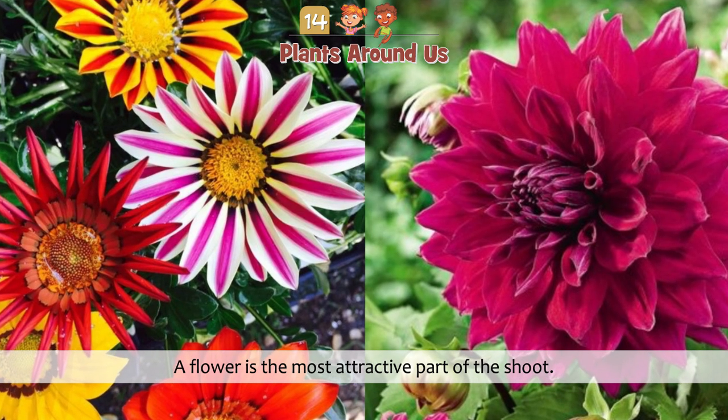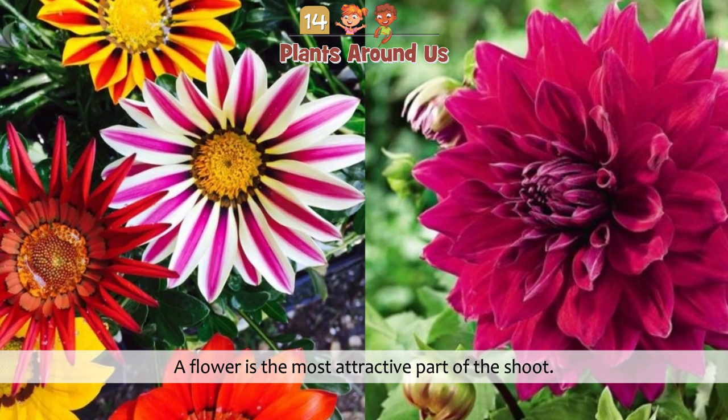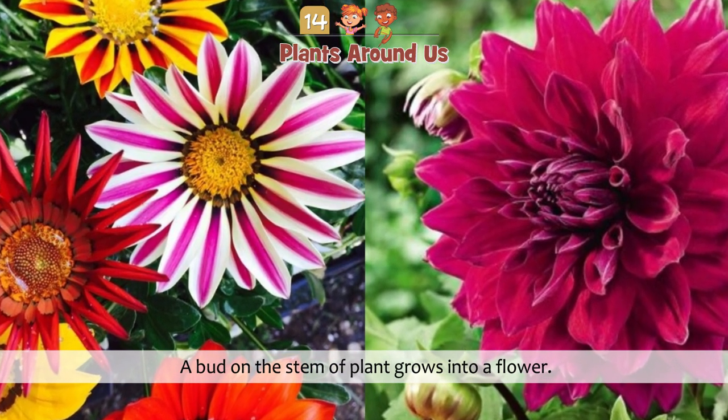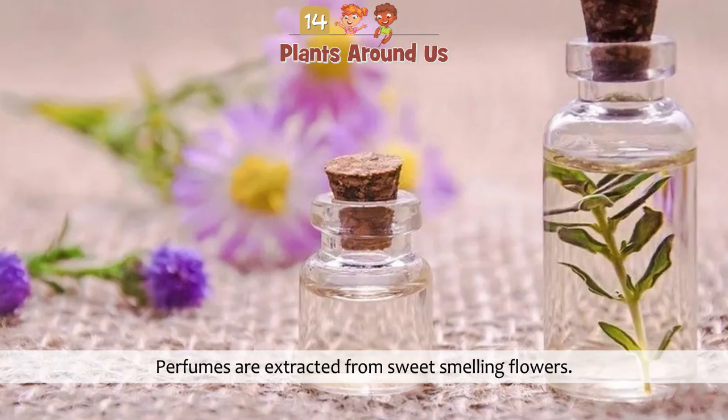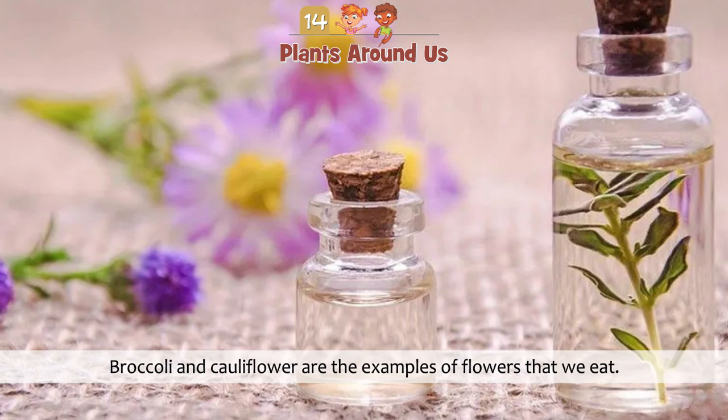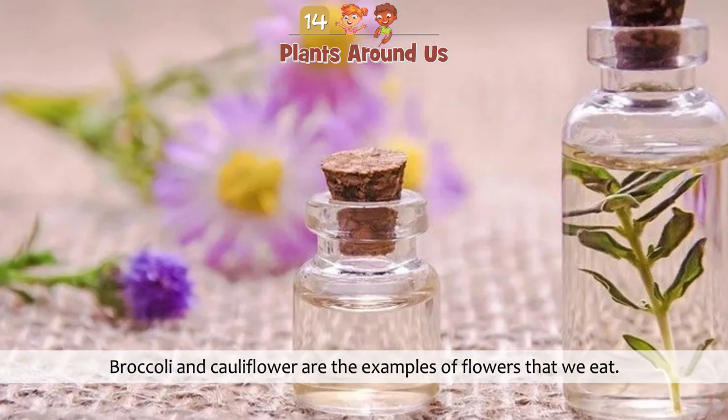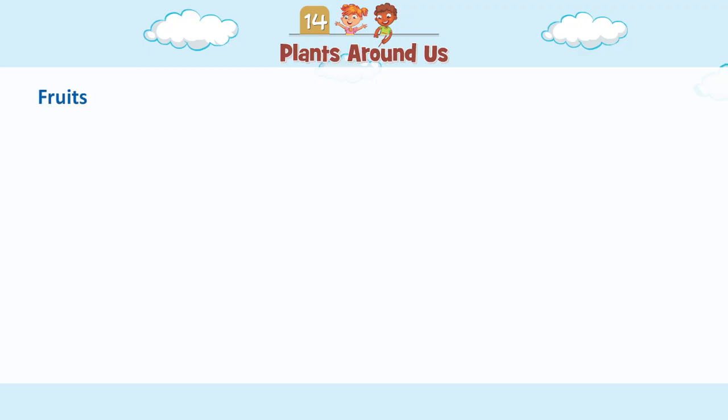Flowers. A flower is the most attractive part of the shoot. A bud on the stem of a plant grows into a flower. Perfumes are extracted from sweet-smelling flowers. Broccoli and cauliflower are examples of flowers that we eat.